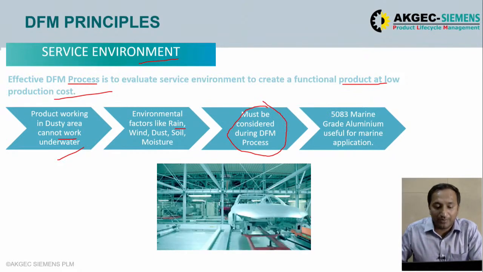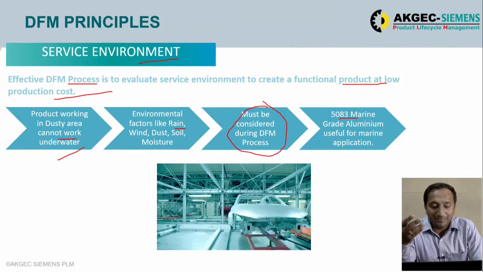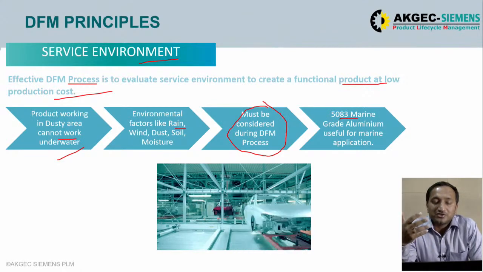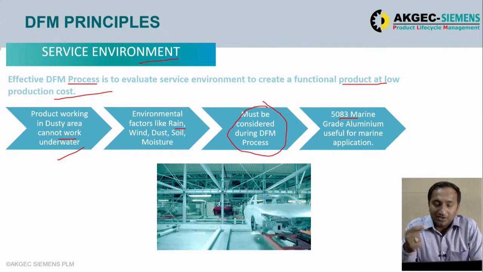Now let us take an example of a grade of aluminium, that is 5083. It is a marine grade aluminium which is very useful for marine application. We use this 5083 marine grade aluminium for marine application because it is highly corrosion resistant. Now if you use this grade of aluminium outside of water, there is no need, because inside water the chances of corrosion are very high, and if you use this material outside in open air, the chances of corrosion are very low. So we don't want to use this type of material for that purpose. So selection of material according to service environment is also very important, and this is also an important part of DFM principles.